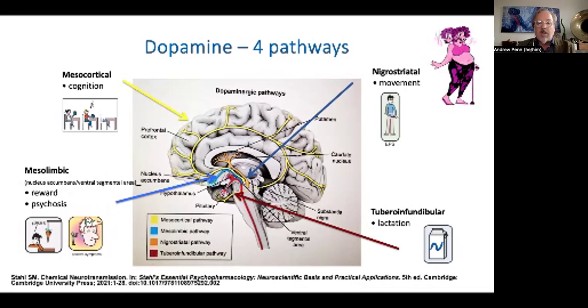When we block dopamine here, we release prolactin. And it's that release of prolactin that can lead to gynecomastia, which is the development of breast tissue. We can also see galactorrhea, which is production of breast milk when somebody should not be producing breast milk. And that can happen in patients of all genders.